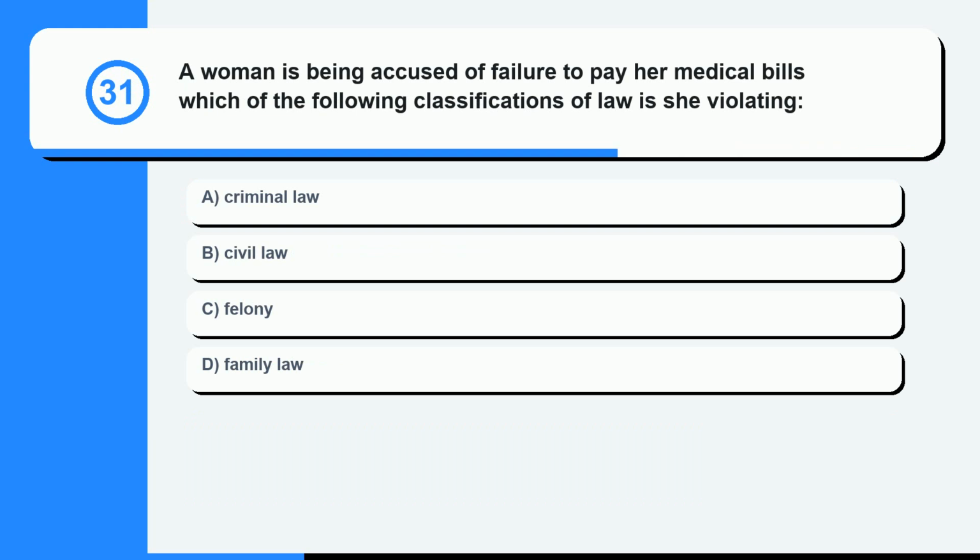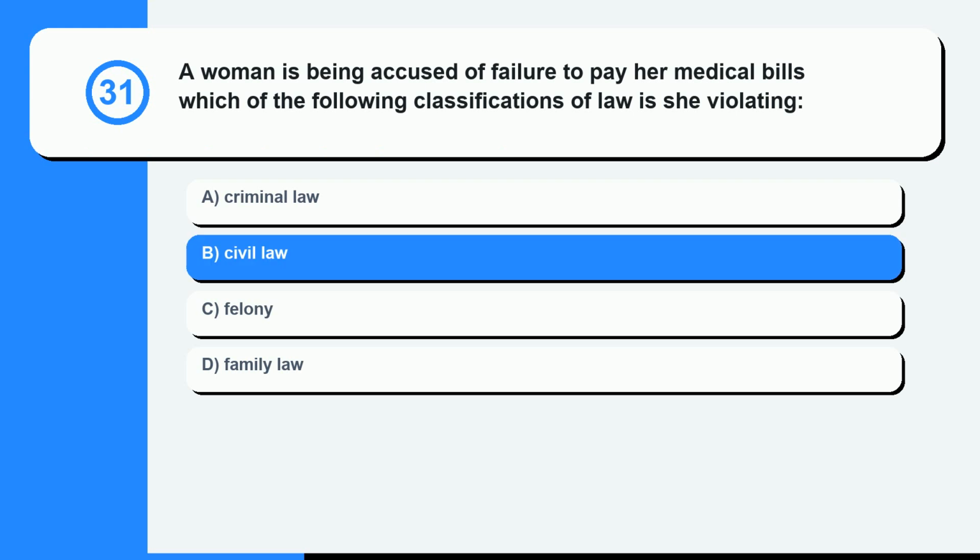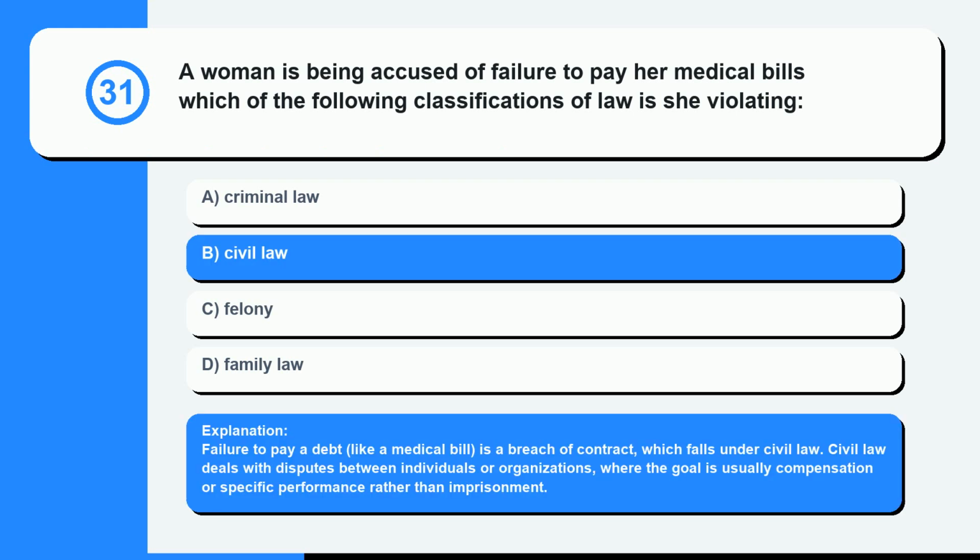Question 30. The common law source of laws is A. Derived from customs and judicial decisions. B. Derived from the U.S. Constitution. C. Derived from state/federal legislation. Or D. None of the above. The correct answer is A.